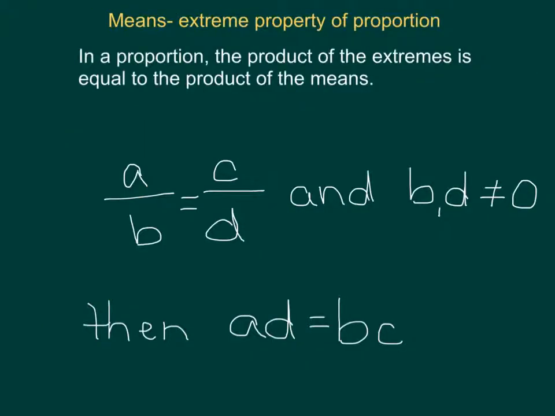So there is a property that goes with ratios and proportions, and it is called the means extreme property of proportion. In a proportion, the product of the extremes is equal to the product of the means. So what that means is if you have A over B set equal to C over D, so they are proportionate, and B and D are not 0, so they can be any number other than 0, then A times D is equal to B times C. So it's a cross multiply thing. And we'll see a few more examples in the next couple slides.